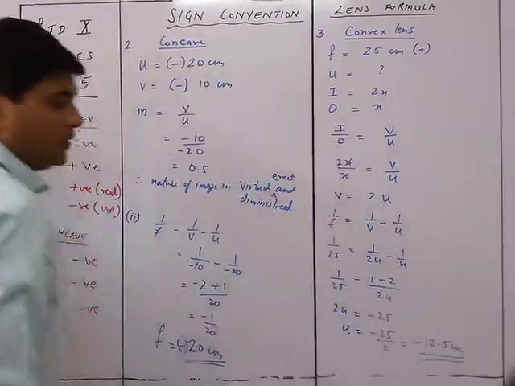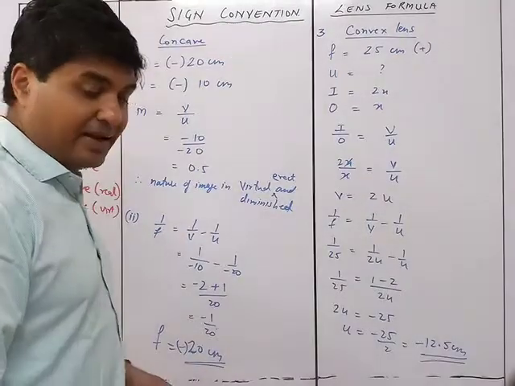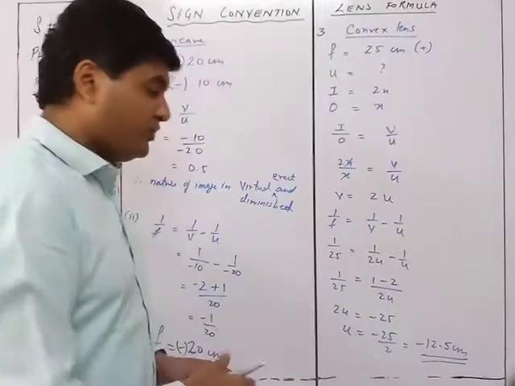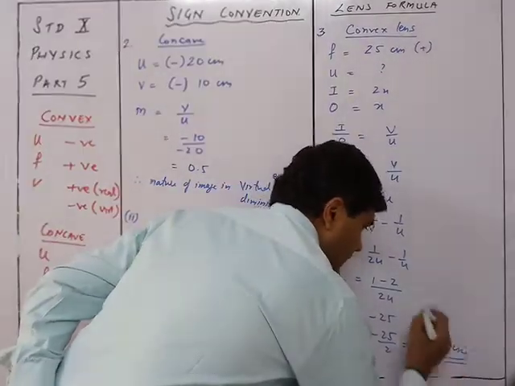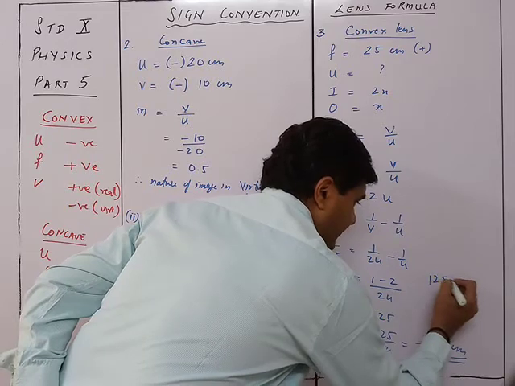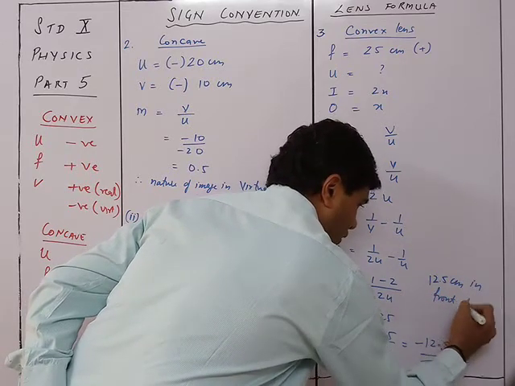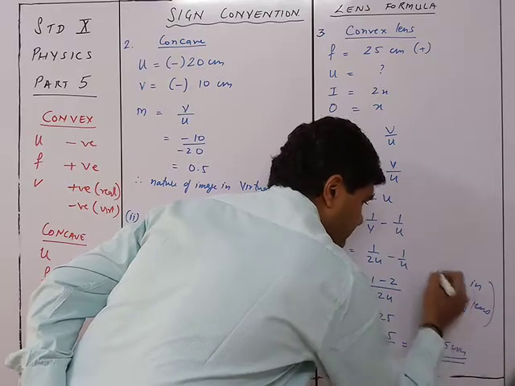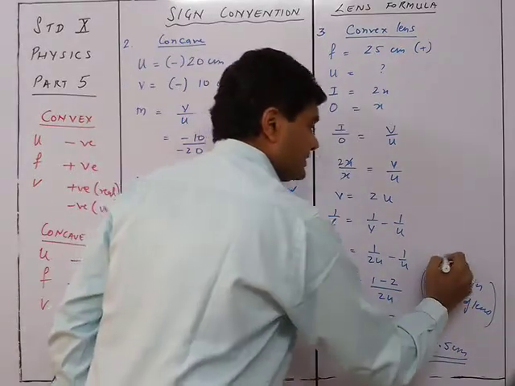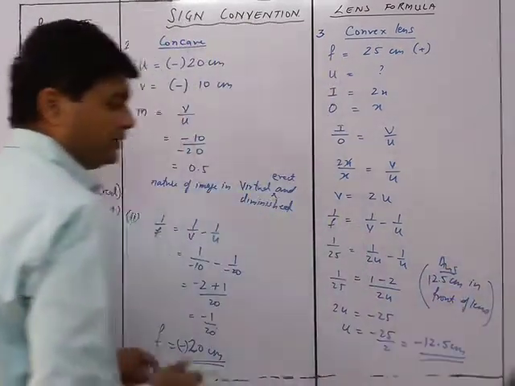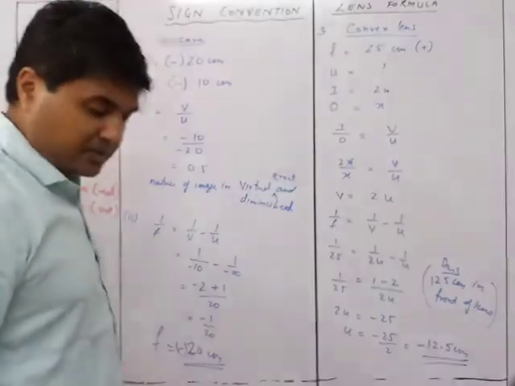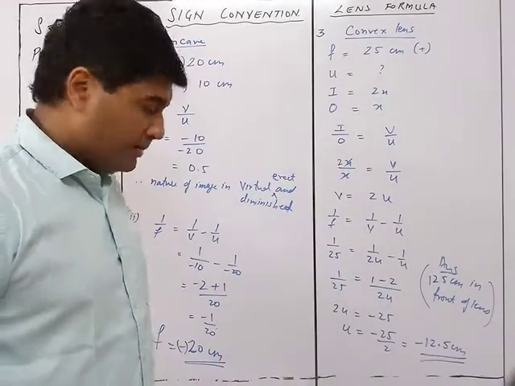So the minus sign says that it is in front. So that is 12.5 centimeter in front of the lens. That's the answer. Okay, so that was sum number 3. We now move on to sum number 4.